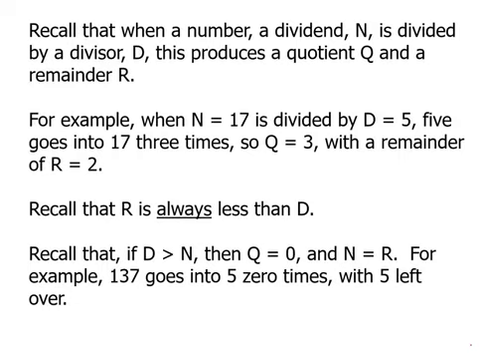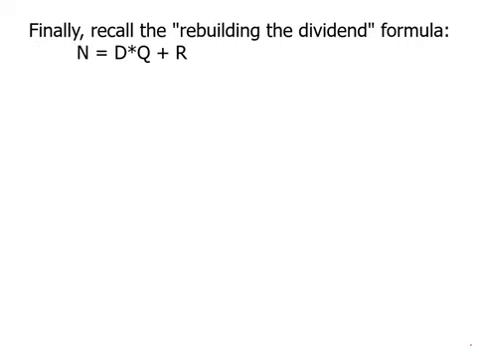Recall also that if the divisor is greater than the dividend, then the quotient is 0 and the dividend equals the remainder. For example, suppose we divide 5 by 137. Well, 137 goes into 5 0 times with 5 left over. So 5 is both the dividend and the remainder, and the quotient is 0. Finally, recall the rebuilding the dividend formula. That's how all 4 of these quantities fit together. And again, all this was discussed in the video on remainders.